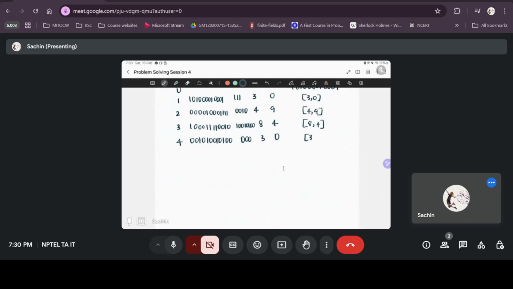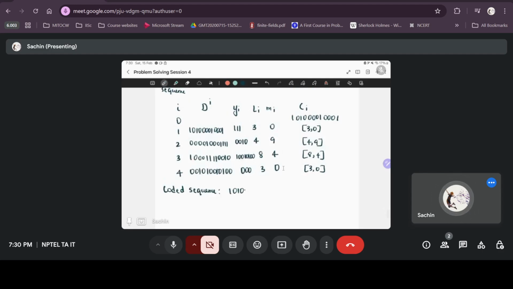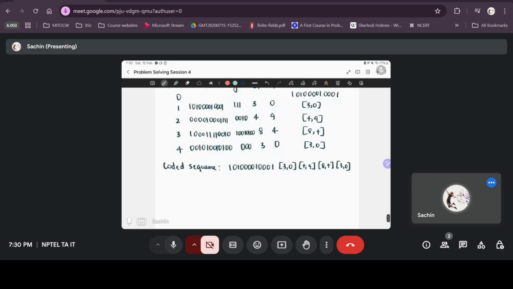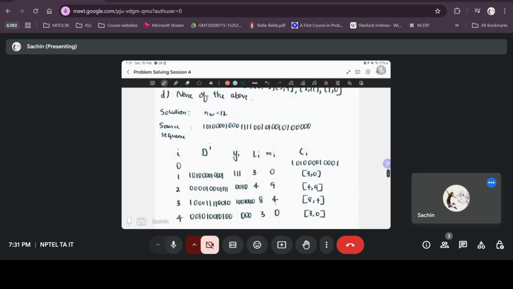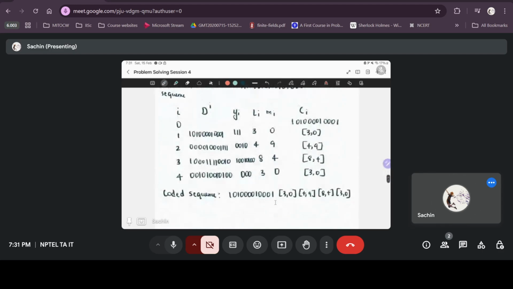Therefore, your code word, coded sequence is C0 is 1010 triple zero one triple zero one, followed by 30498430, which doesn't match with any of the options.